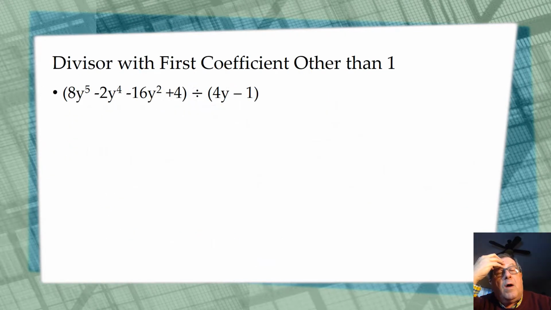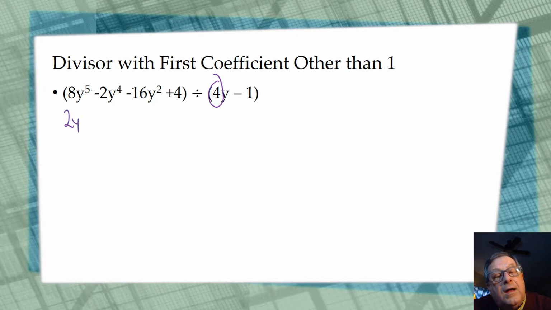All right, here we got 8y to the 5th minus 2y to the 4th minus 16y squared plus 4 to be divided by 4y minus 1. And originally I thought I was going to use long division, but I see a missing exponent here. I don't have a y cubed, and that makes things a little bit squirrely, hard to show here on the screen. So I'm going to go ahead and divide all the coefficients by 4 so I can get this 4y down to just 1y. And so let's see, we rewrite that.